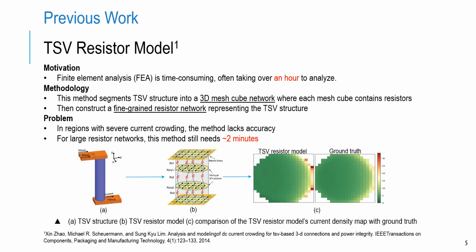Finite element analysis is one of the most important methods for analyzing current distribution within TSVs. However, obtaining a fine-grained current distribution using FEA can take over 1 hour, making it impractical for large-scale applications. To address this limitation, previous work proposed a TSV resistor model to compute the current and voltage distribution within TSVs.